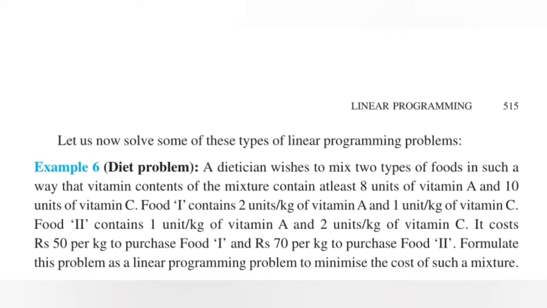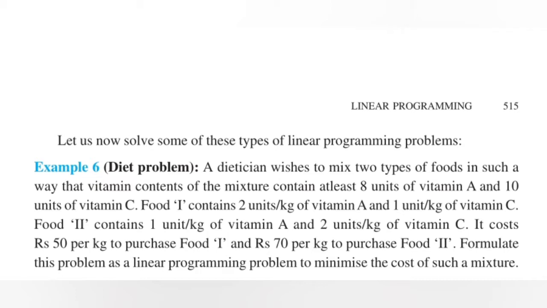So here you can see that the question says we need to mix 2 types of vitamin, that is vitamin A and vitamin C. It's also mentioned that the mixture should contain at least 8 units of vitamin A and at least 10 units of vitamin C. Okay, and food 1 contains 2 units per kg of vitamin A, 1 unit per kg of vitamin C, and food 2 contains 1 unit per kg of vitamin A, 2 units per kg of vitamin C.